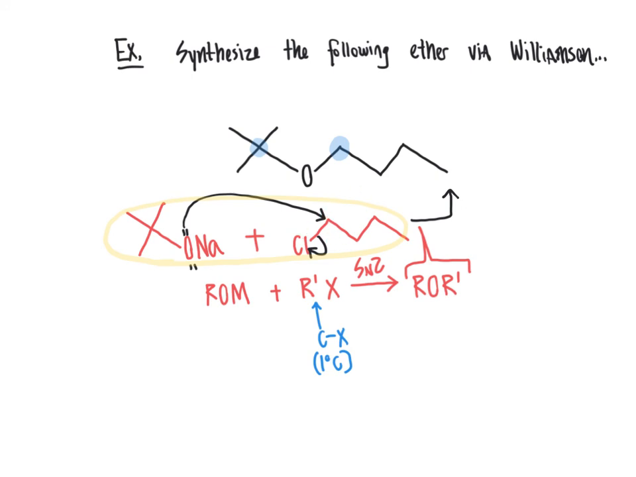So we couldn't have put the tert-butyl group over here and used the propyl group on this side of the reactants. Instead, it has to be the case that the primary carbon is what's bonded to the leaving group. Otherwise, the reaction will give elimination instead of this SN2 substitution.